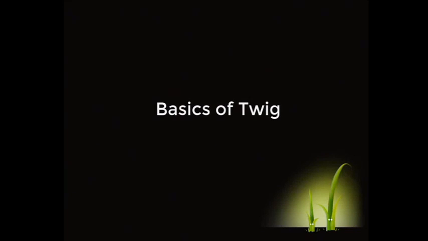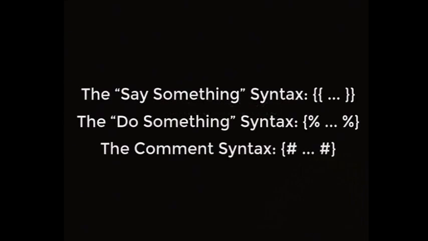Twig is probably something that excites many of you, hopefully. I'm going to be talking about the very basics, more like: I'm creating a module, what do I have to know to create the default template in my module? So, the very basics in three sentences: if you want to say something, use double square brackets like this. If you want to do something, use the square bracket and percent. If you want to comment something, it's the square bracket and hash. So this is the basics of Twig in probably one slide.